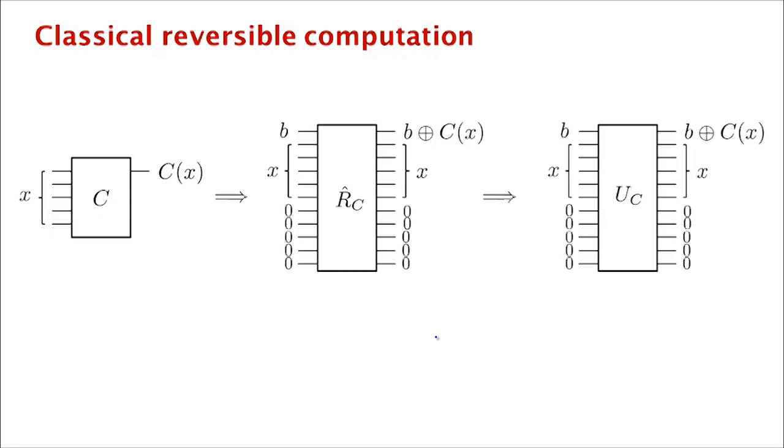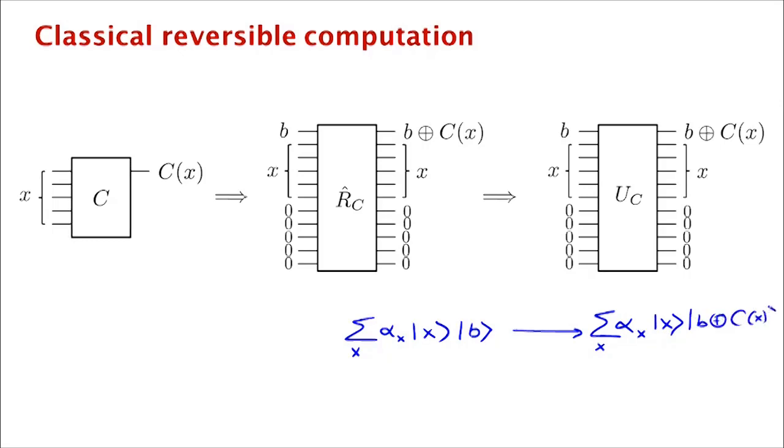So for example, if we give it as input the superposition sum over all x of alpha x, x, and then b is, let's just say the input bit is always b, and I'll suppress the work bits, then the output is sum over all x, alpha x, same amplitude, input string is the same, and the output string is b XOR c of x. So you can compute in superposition this way.